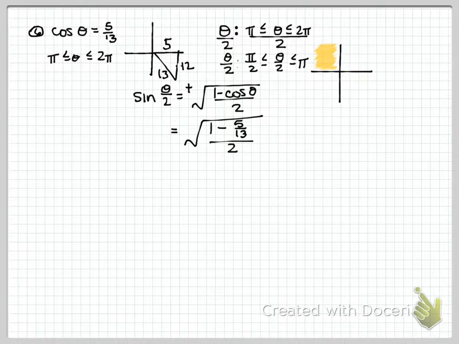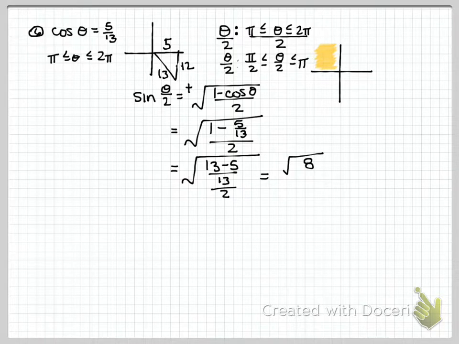Common denominator on top is 13. So it's going to be 13 minus 5 over 13, and that's all over 2. So that's going to be the square root of 8 over 26, because you're going to multiply your two denominators together. And let me kind of fix my square root here.